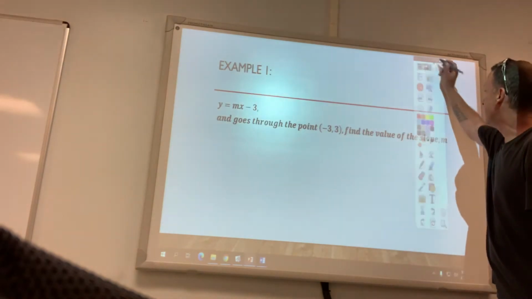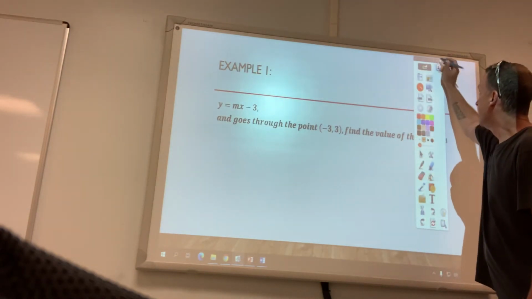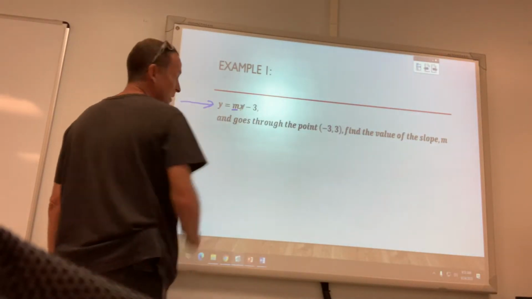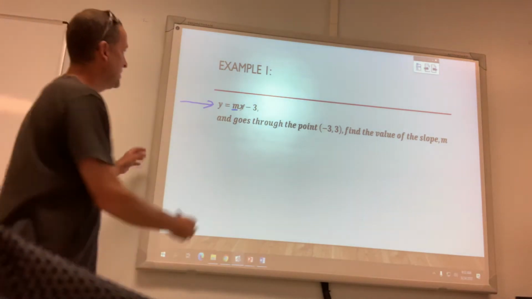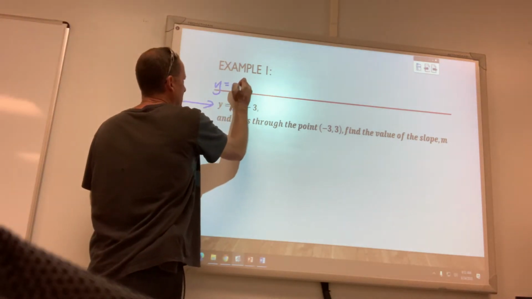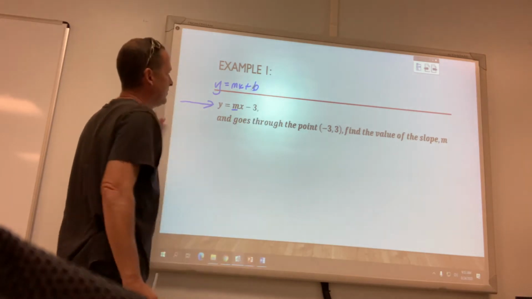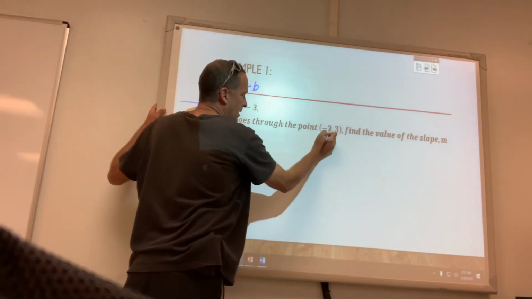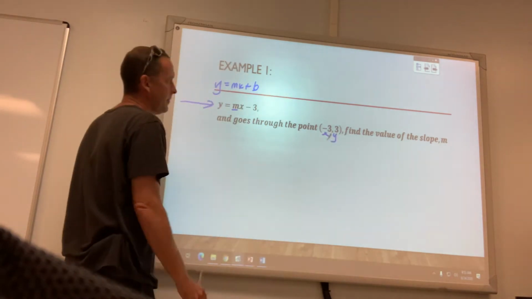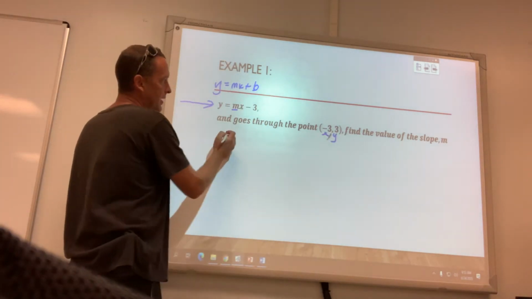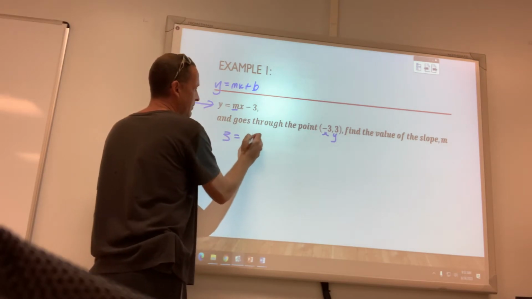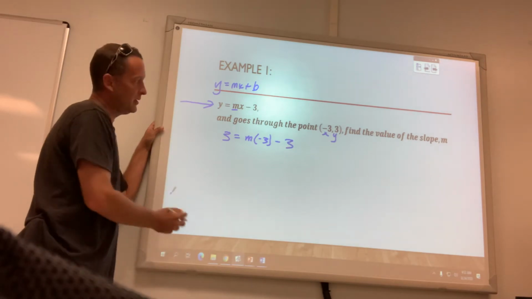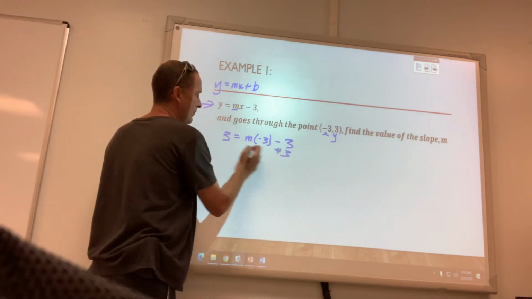The first example is a fairly simple one. It just states that here is my slope-intercept form, but we're missing the slope. Because we know slope-intercept form is y equals mx plus b. So now I'm simply going to take this point that the line goes through, plug in my x, plug in my y, and that'll let us solve for m. So I've got 3 is equal to m times -3 minus 3. It's a simple two-step equation at this point.